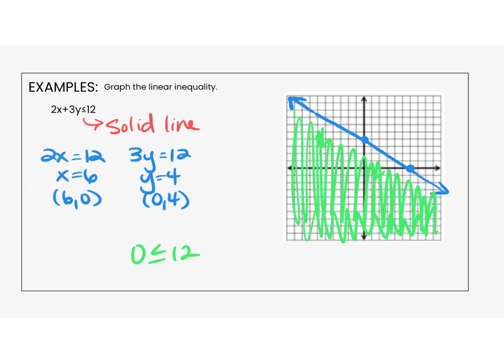And in this case, my solutions would also include any point on this line because it's a solid line. So it would be anything in the shaded region and any point along that line.